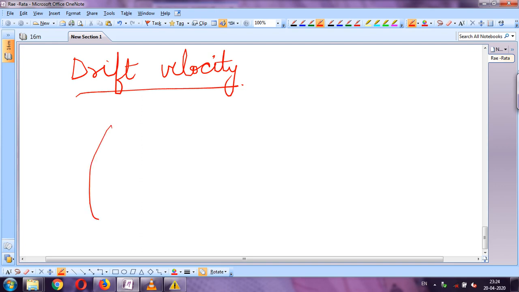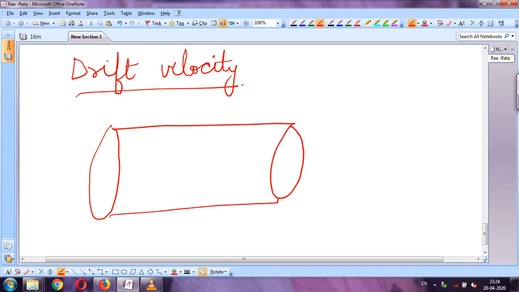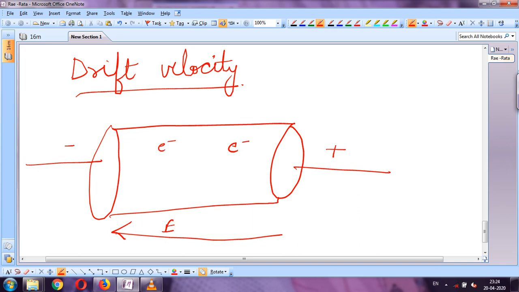Look, to explain drift velocity, again I have to make one conductor. Suppose this is your conductor, and to this conductor we connected one battery, positive terminal, negative terminal. So we can say this is the direction of electric field, and this is your electron. These electrons are moving towards this side, and what do you have here? Positively charged ions you have. Okay, these are immobile, they cannot move.